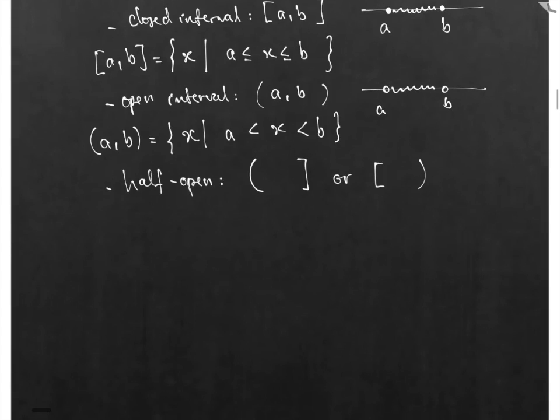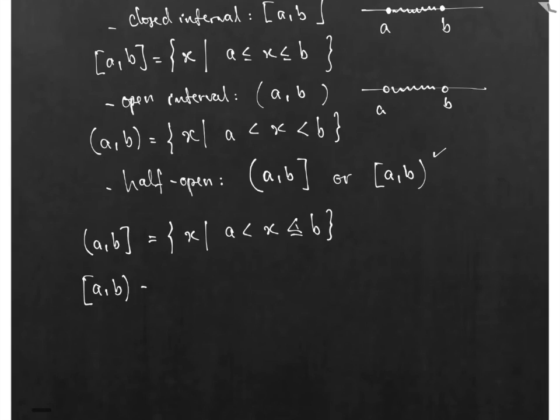For half-open interval, you can write the set notation as this. So you're looking for x such that x is greater than a and less than or equal to b. In the case of the half-open interval [a, b) like this, we write the set notation as a is less than or equal to x and x is less than b.